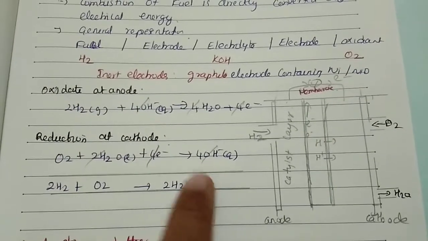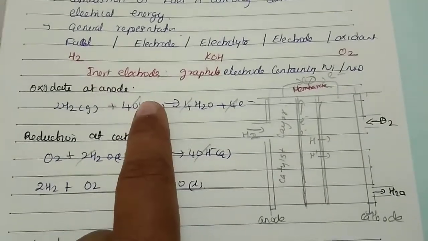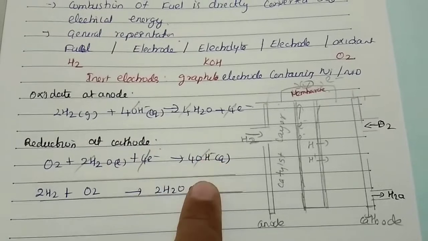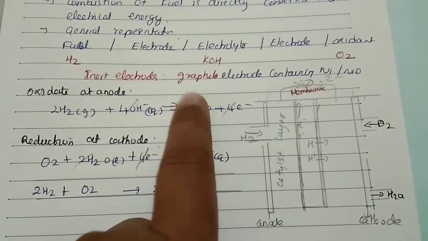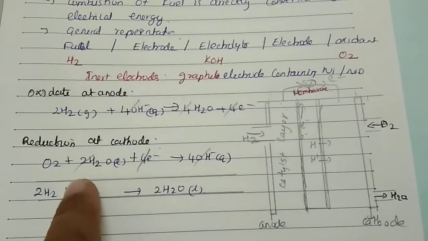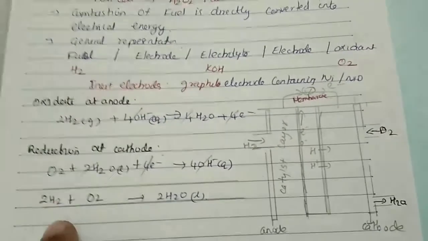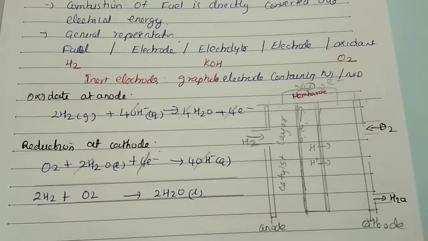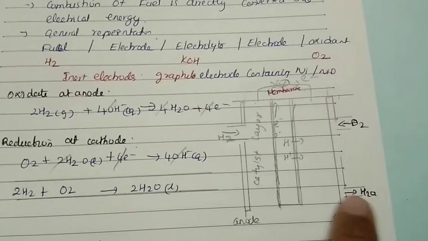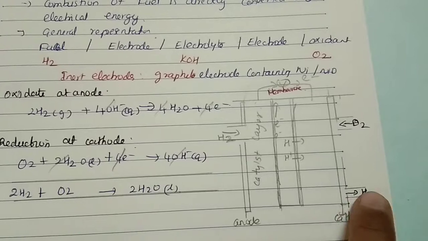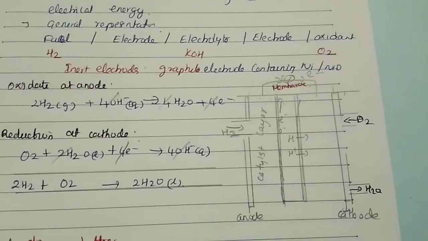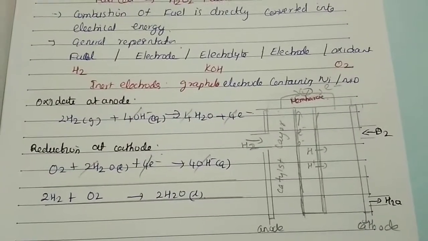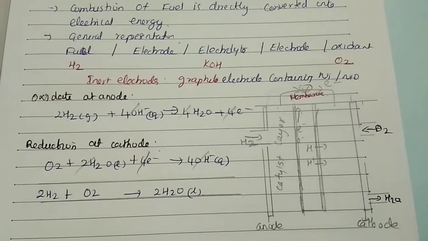Then for the overall reaction, on cancellation of the 4OH-, 4 electrons, and 2H2O, we are left with 2H2 plus O2 giving 2H2O. The excess water is removed through this outlet. So this is the fuel cell, the H2-O2 cell.